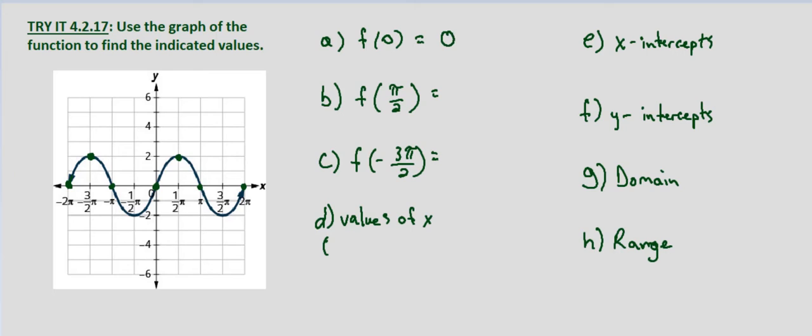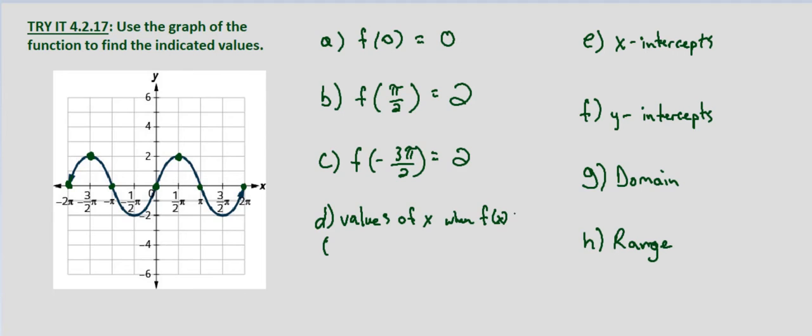What's the value of f of x at x equals 0? Well, it's just 0. What about when x equals pi over 2, or 1/2 pi? We go to x equals 1/2 pi, and then we go up and see that the value of the function at x equals pi over 2 is 2. Same thing with negative 3 pi over 2. If we go over here to x equals negative 3 pi over 2, go up to the curve, it's at, again, 2.